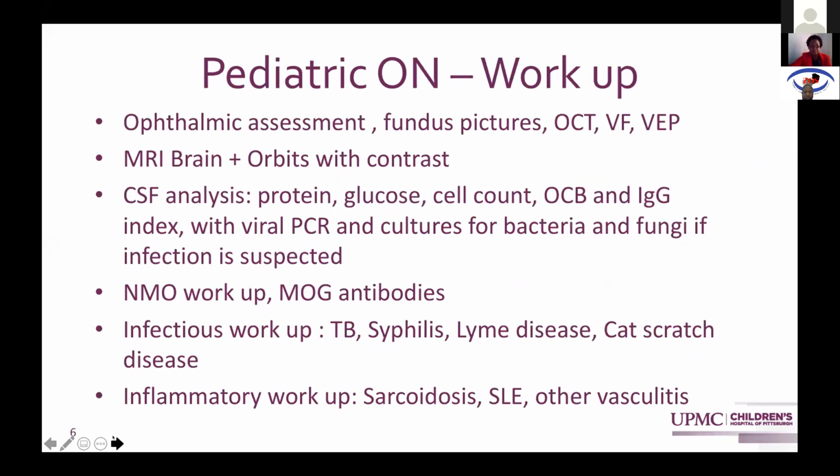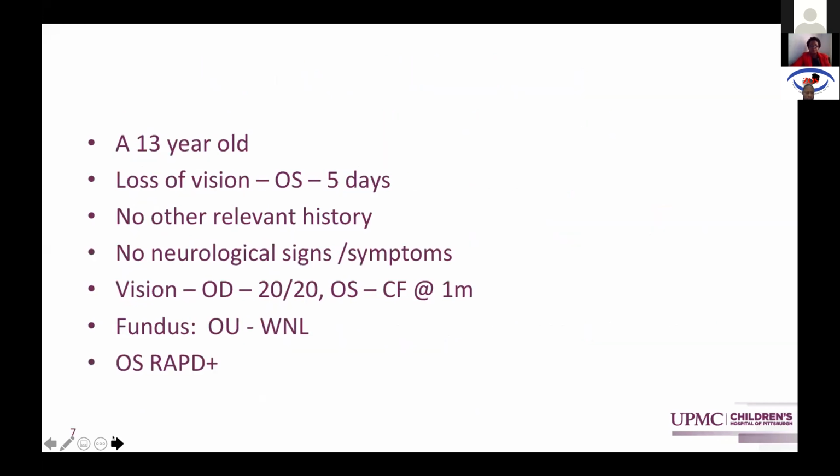A typical workup for a case of optic neuritis would include, of course, a complete ophthalmic assessment, fundus pictures, the OCT, visual fields, or VEP where the diagnosis is not clear. An MRI of the brain and orbits with contrast is extremely important. A CSF analysis would be preferred, especially in those with bilateral optic neuritis. An NMO workup looking for NMO antibodies, the MOG antibodies, an infectious workup to rule out TB, syphilis, Lyme disease where it's endemic, and an inflammatory workup as well.